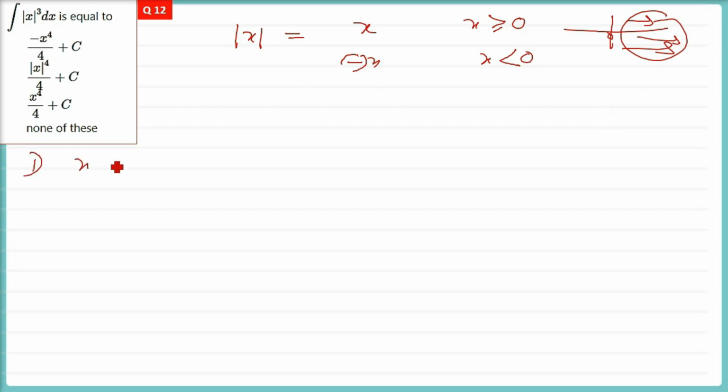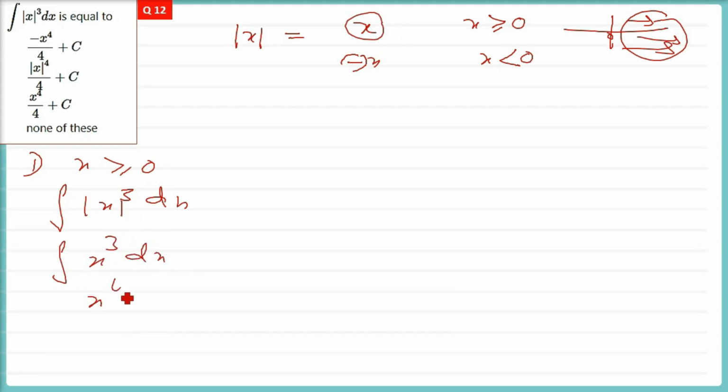So there will be two cases here. The first case will be when x is greater than or equal to 0. So this modulus x cube, modulus x will be x only. There is no negative involved. So it will be x cube dx. So this will be x raised to 4 by 4 plus constant of integration. It's a straightforward integration. In the second case, x is less than 0.